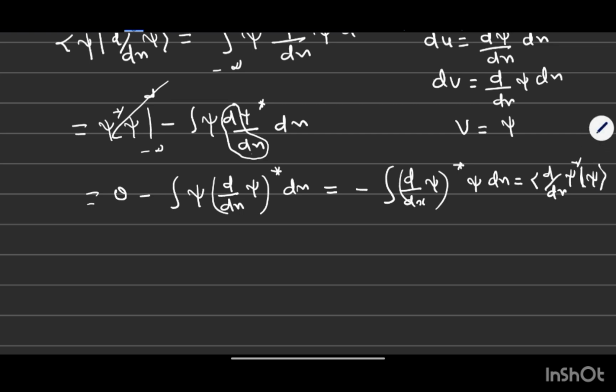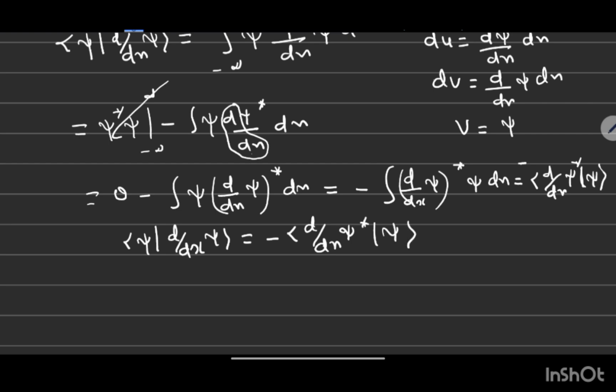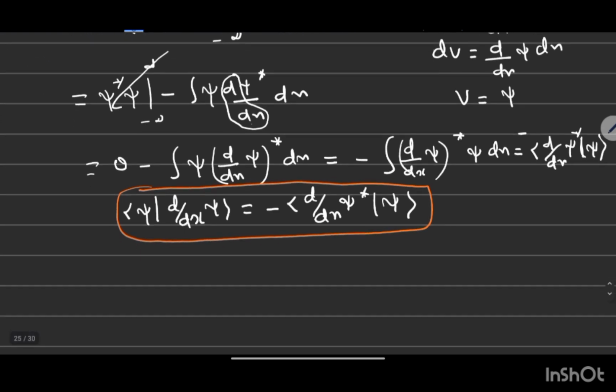Okay, so on the left hand side you have psi times d by dx of psi. There is a minus sign which is very important here. It is equal to minus of d by dx psi star, psi. Since there is a minus sign, it is not a Hermitian operator. Instead it is an anti-Hermitian operator.